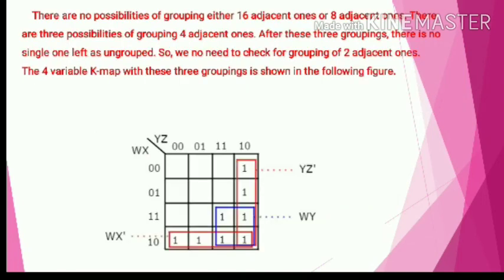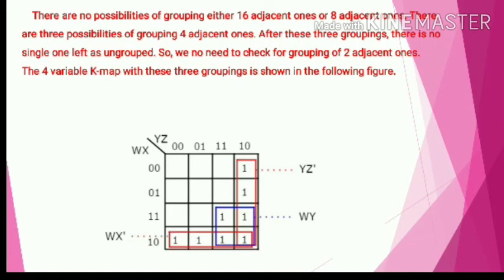Now the second step is grouping the values in the table. There are no possibilities of grouping either 16 adjacent ones or 8 adjacent ones. There are 3 possibilities of grouping 4 adjacent ones. After these groupings, no single one is left ungrouped, so we need not check for grouping of 2 adjacent ones. The 4 variable K-map with this grouping is shown in the figure.